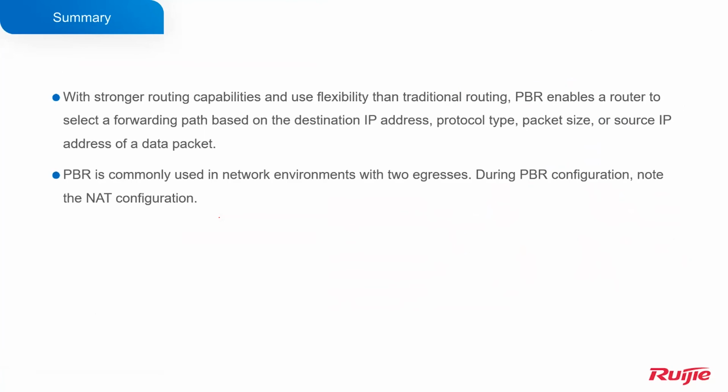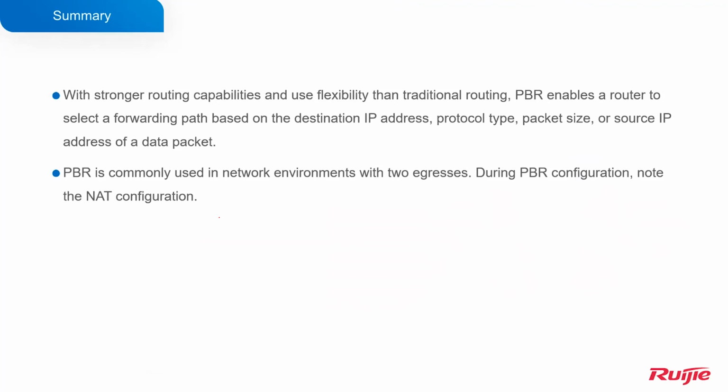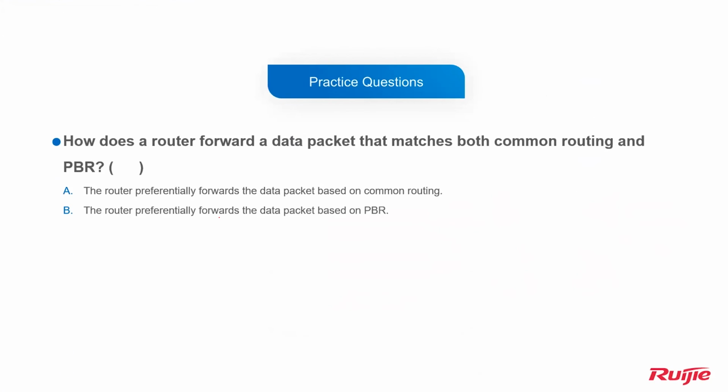Okay, so about this part, let's make a summary. With stronger routing capabilities and more flexibility than traditional routing, PBR enables a router to select a forwarding path based on the destination IP, protocol type, packet length, and source IP of a data packet. It's commonly used in network environments with two egresses. During PBR configuration, pay attention: don't forget the NAT. Okay, and next, let's see some questions together.